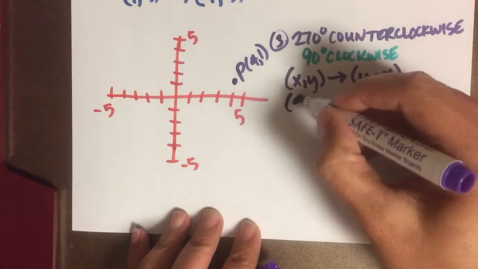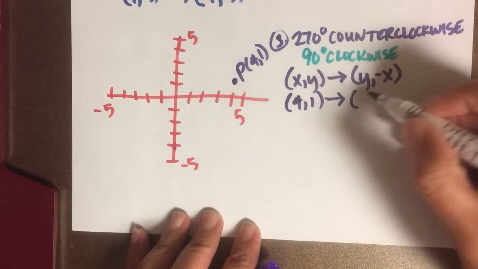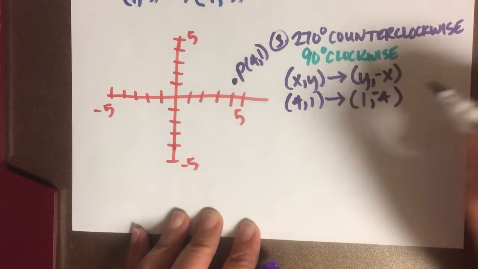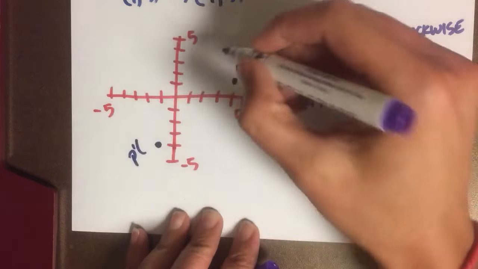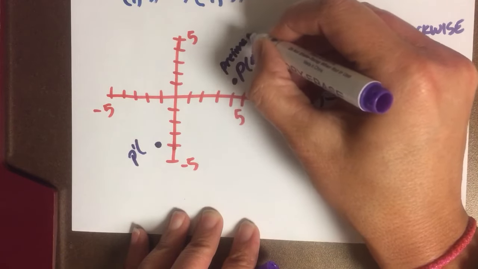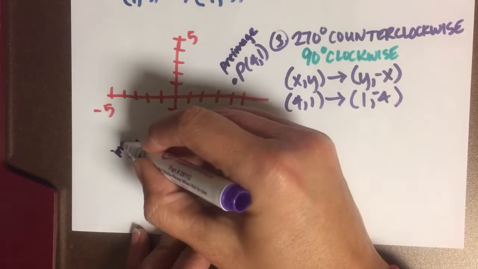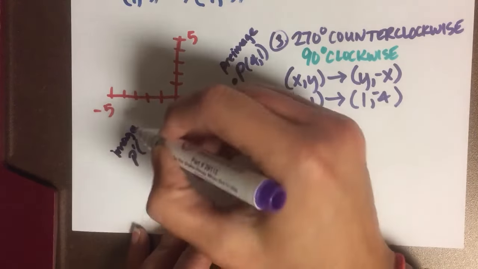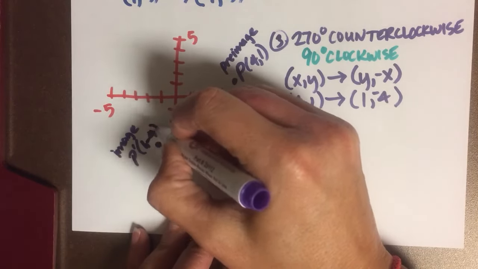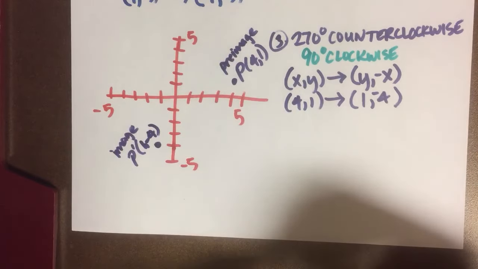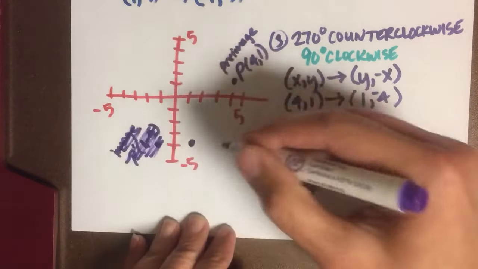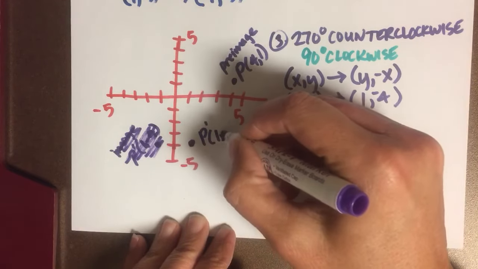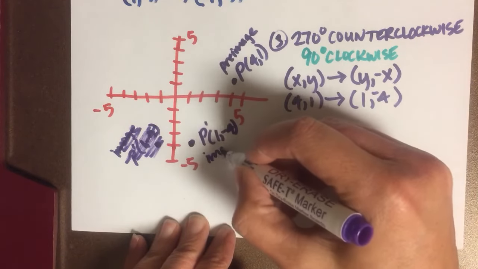So let's look at P, 4, 1. And we're going to switch them, 1, 4, and we take the opposite. So 1, negative 4. This is my pre-image, and this is my image. Again, you're doing 270 degrees. Sorry, 1, negative 4. I apologize, it would be over here. So P would be 1, negative 4, and that's your image.